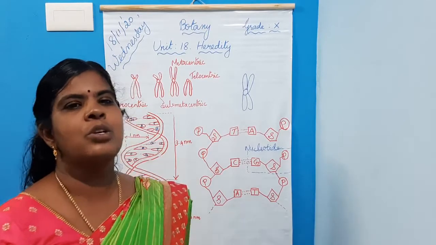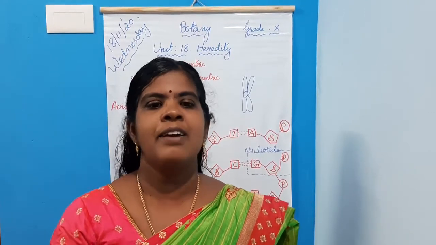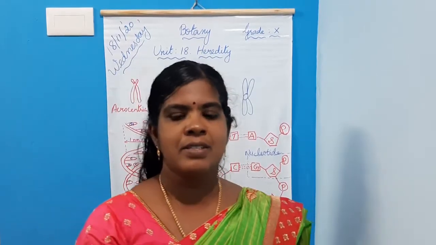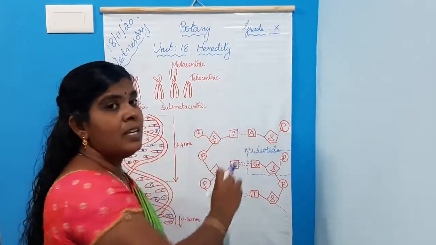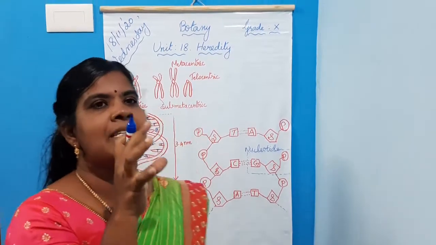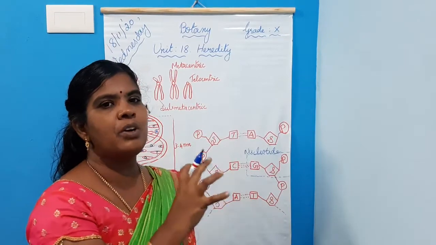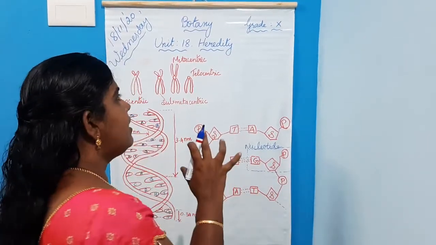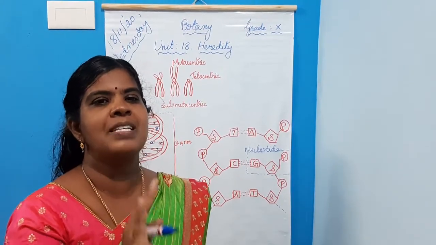Today we are going to learn about the types of chromosomes based on the position of the centromere and the types of chromosomes based on their function. Okay children, the first is about the types of chromosomes based on the position of the centromere. What is the centromere? The central body, by which the chromatids are joined. There are 4 types of chromosomes based on the position of the centromere.